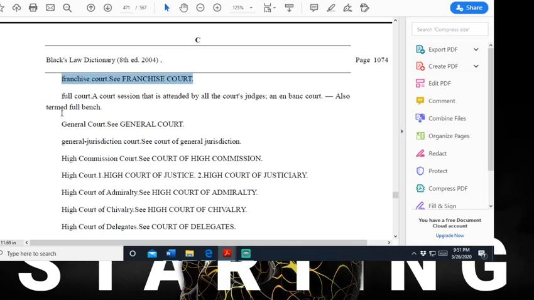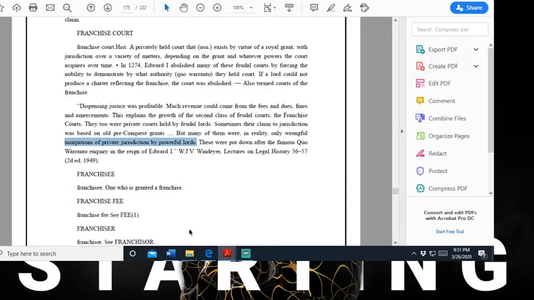But I want you to see there's such things as a franchise court. Now we're going to move into the definition of a franchise court. A franchise court history. A privately held court usually exists by virtue of royal grant. That's when the crown grants you the right to franchise, with jurisdiction over a variety of matters depending on the grant and whatsoever powers the court acquires over time. So I want you to understand that the United States is a franchise. So by it being a franchise, it had to be granted.